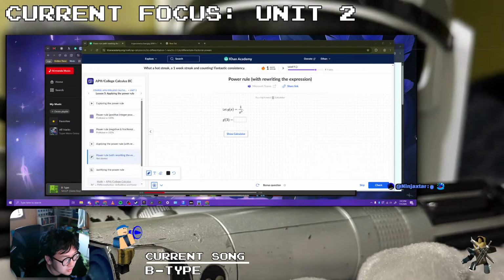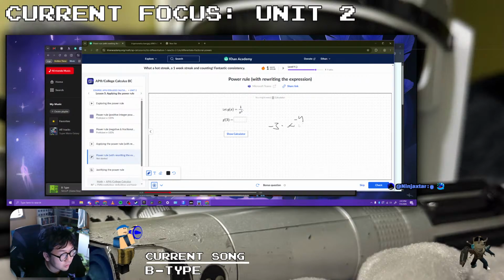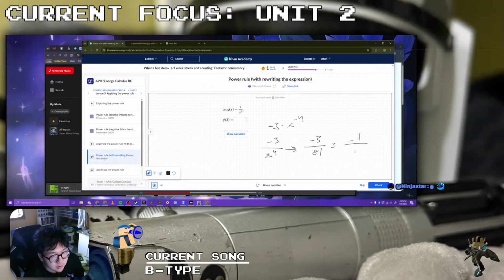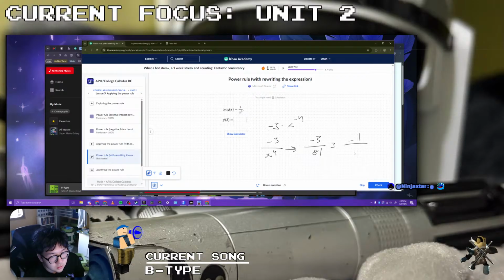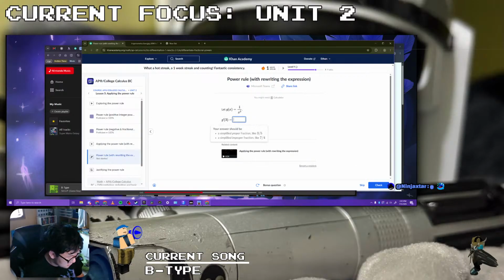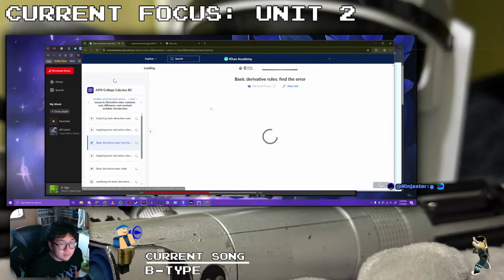Okay, let's try this one. Negative 3 times x to the negative 4th. So this is going to be negative 3 over x to the 4th, which then if we go forward, 9 times 9, so 81, which then equals, so negative 1 over, if we divide that by 3, let's see, 27, so negative 1 over 27. Okay. See, mistakes are part of the journey.